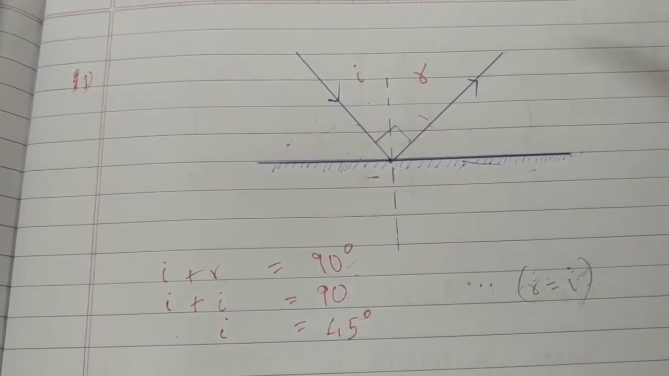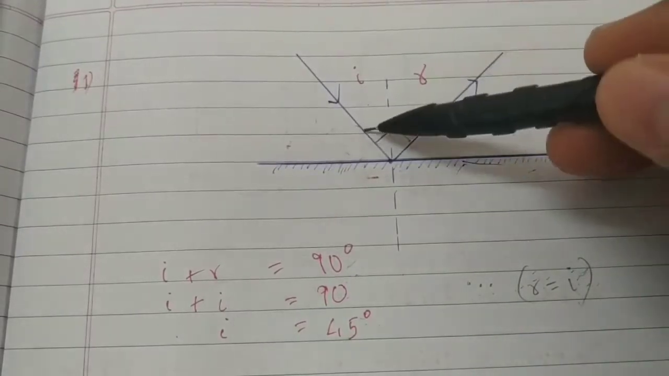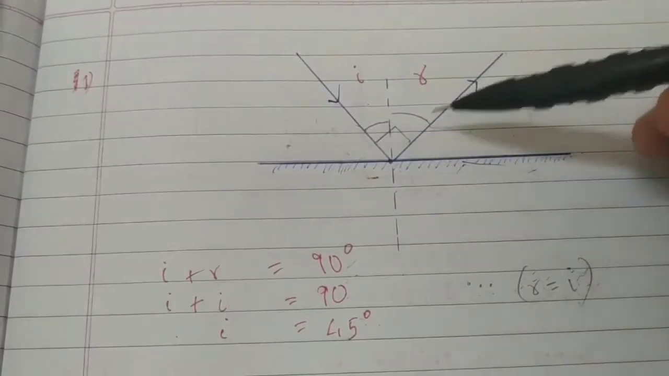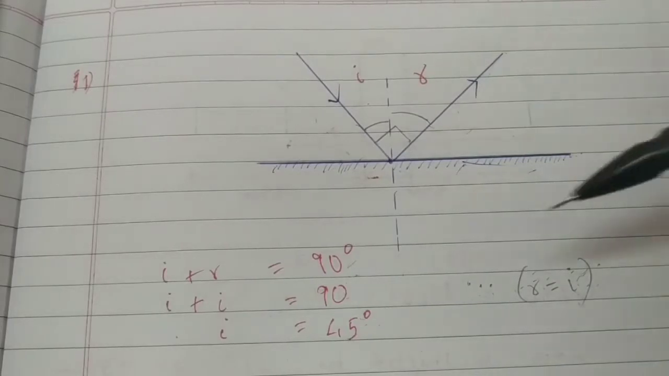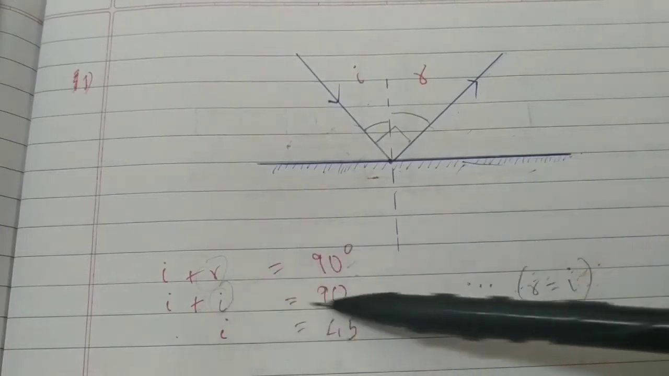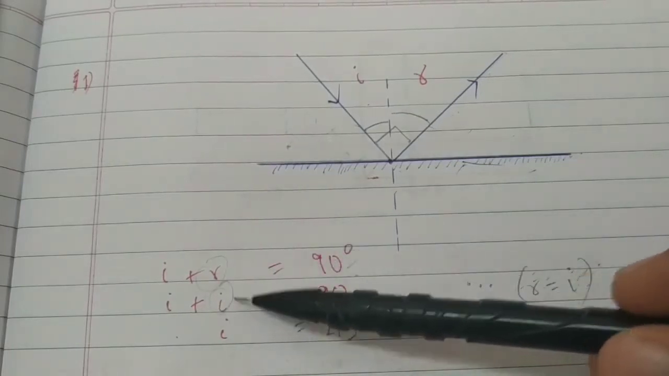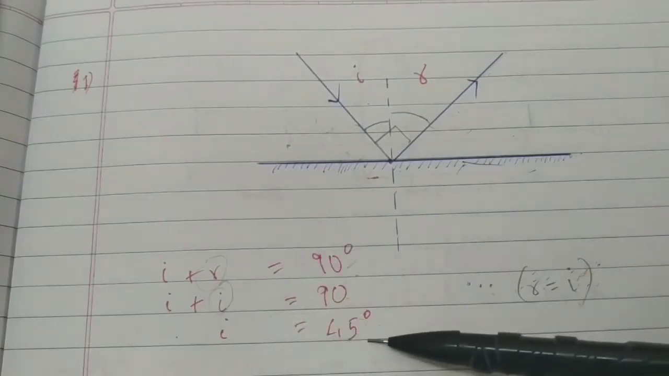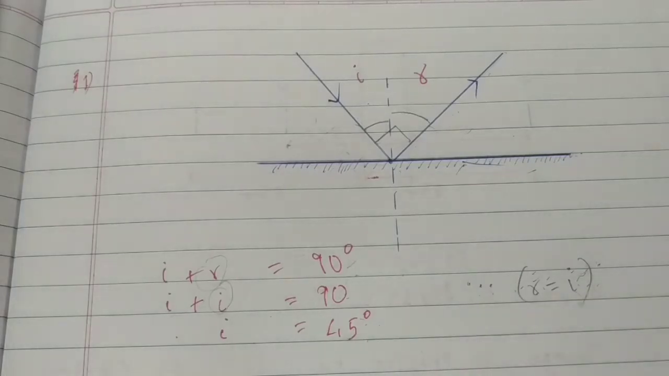But we know that angle of incidence is always equal to angle of reflection. That is a law of reflection. So we can replace R with I. So now we get an equation only in one variable. So angle of incidence is now equal to 45 degrees. And that's what they've asked us to find.